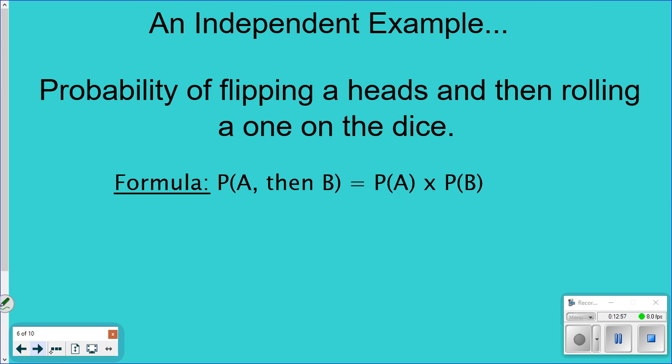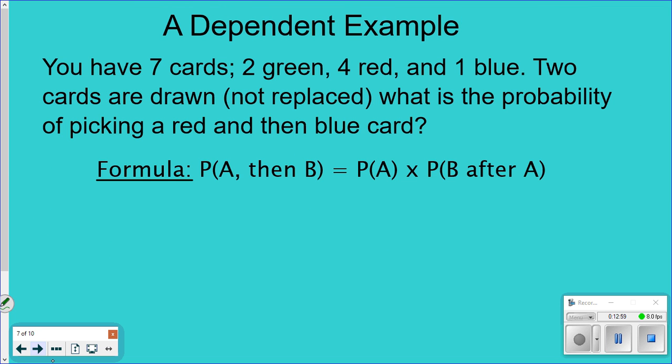All right, let's talk about this one. Okay, this is another dependent event if you're kind of confused about that. Dependent, so you have 7 cards: 2 green, 4 red, 1 blue. 2 cards are drawn, they're not replaced. What's the probability of picking a red and then a blue?